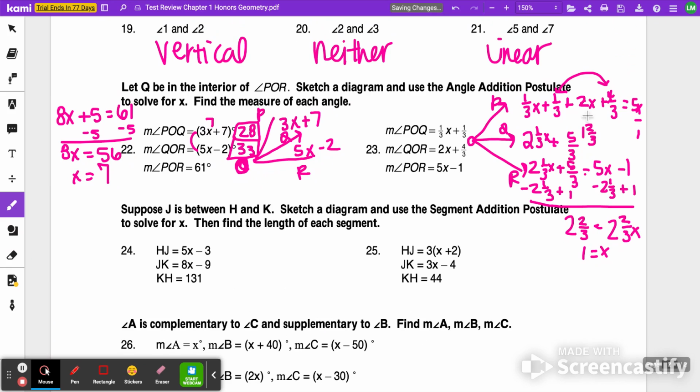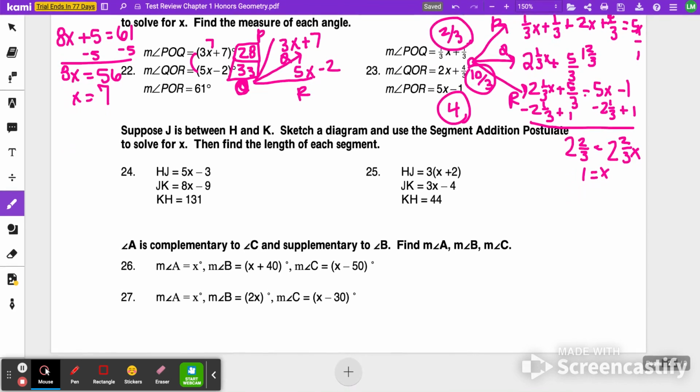So to now find the measure of each angle, I'm just going to plug in 1 where I have an x. So POQ is 1/3 plus 1/3, that's 2/3. And I know fractions are never everyone's favorite, but we're learning to deal. And then QOR, we just plug in that 1 there. So that's 2 and 1/3 plus 4/3, or 5/3 plus 4/3, that'd be 10/3. And then for this one, plugging in the 1, 5 times 1 is 5, minus 1 is 4.